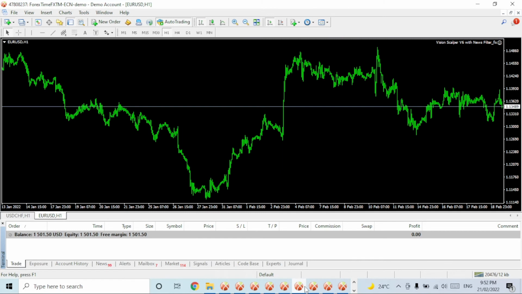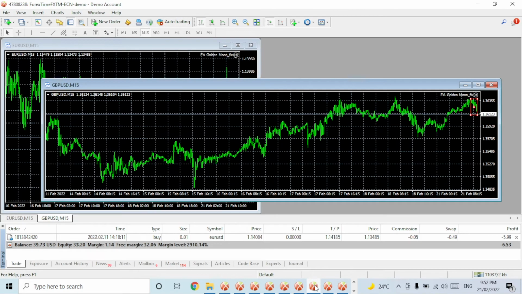Anyway, right, Vision Scalper V6, I stopped because it just wasn't performing as well as I thought it would. From 1,000 it made $500, it's quite slow, but I found that it was getting into more drawdown than Vision Scalper 5.5, so stop 6. Golden Moon blew the account, which I thought it would because it was doing insane lots. Currently has an open order.